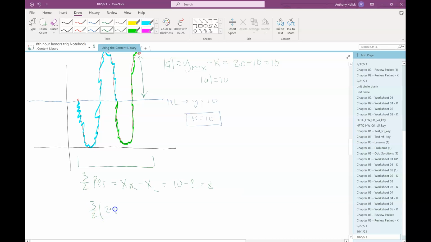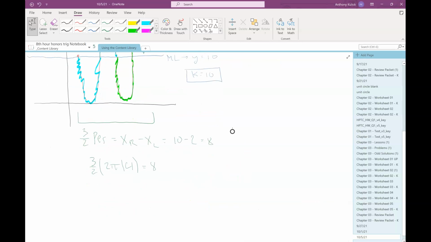And a period is 2 pi times the absolute value of c. So the 2's cancel out. I'm left with 3 pi c. So when I divide both sides by 3 pi, there's my value for c. And as we've done so many times, we'll choose to use the positive value for c. Everybody happy so far?